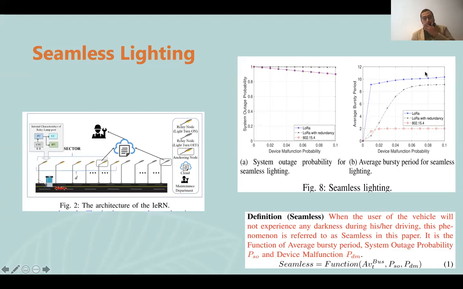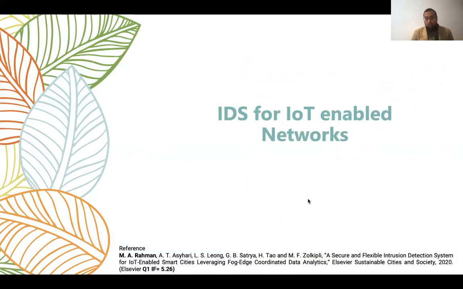So what we propose here is, instead of using Zigbee, we can go for LoRa, but we will not use a single LoRa for each anchoring point. Rather, we will use redundancy. If we use redundancy, then the probability is really low that two devices will not work at the same time. So that will also solve the problem and ensure seamless operation.